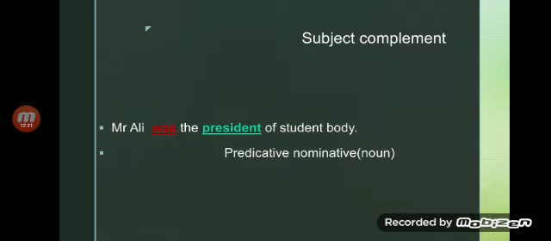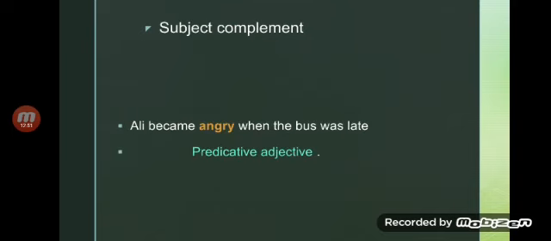We have discussed in detail what is a predicative nominative. Mr. Ali was the president of student body. As you have seen, Ali, that is the subject, has been renamed as the president. So let me repeat again for you. Predicative nominative is a group of words that completes a linking verb and it renames the subject, and here it is Ali, the president. Ali has been renamed as a president.